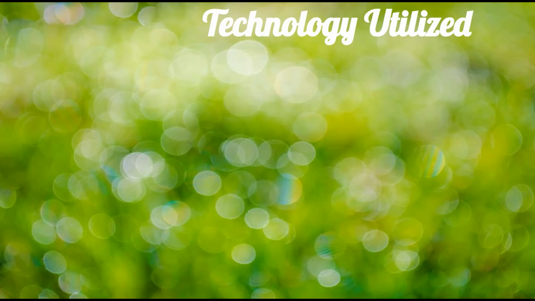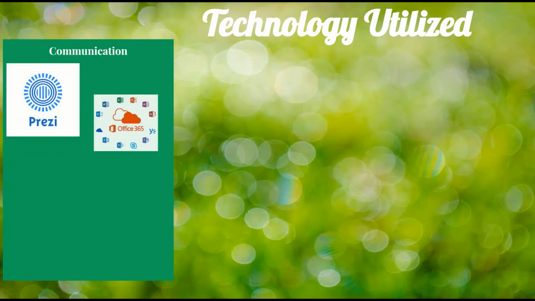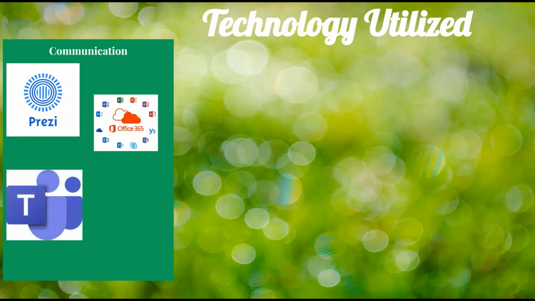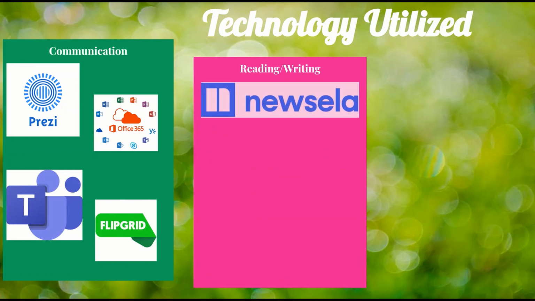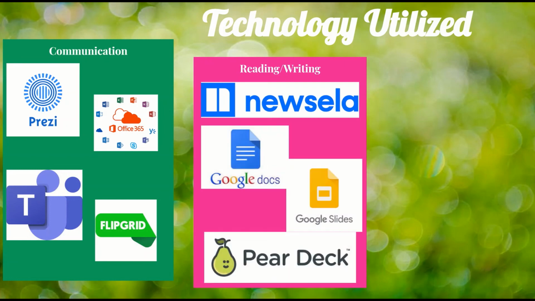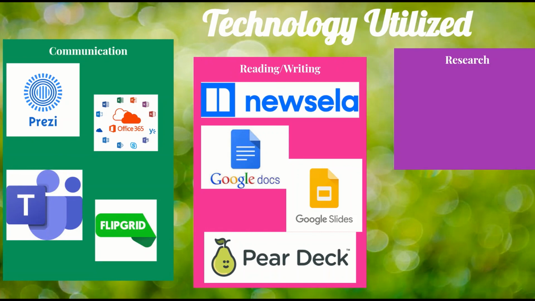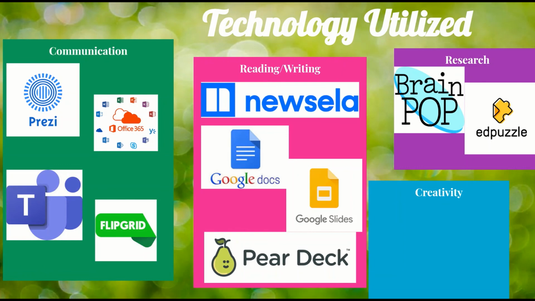There's lots of different technology utilized within my project to ensure that students are developing not only their academic content skills, but also their soft executive skills. We use technology for communication during this project, such as Prezi, Office 365 Suite, Teams, and Flipgrid. Students will also work on their reading and writing skills using technology such as Newsela, Google Docs, Google Slides, and Pear Deck. Students will also be honing their research skills using BrainPop and Edpuzzle. Lastly, students will also work on their creativity skills using things like Poplet and Canva.